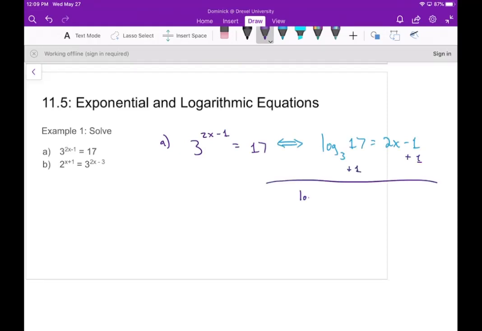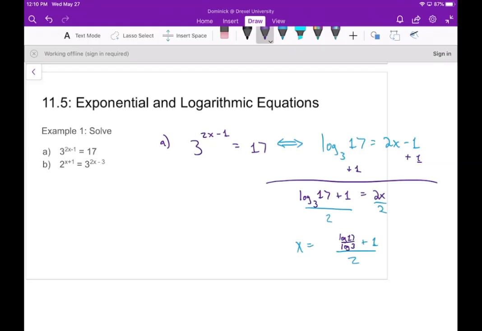So I'm going to get log base 3 of 17 plus 1 is equal to 2x. And then if I just divide both sides by 2, we get that x is equal to log base 3 of 17 plus 1, over 2. Now, of course, we can't do log base 3 of 17 in the calculator, but if I think of this using the change of base formula as log of 17 over log of 3, then we can do it. All right, so that's what we're going to do.